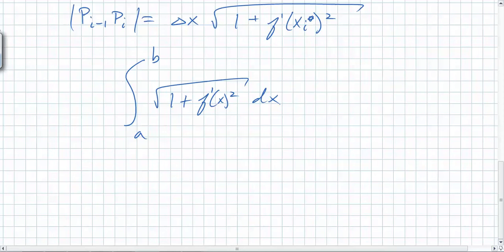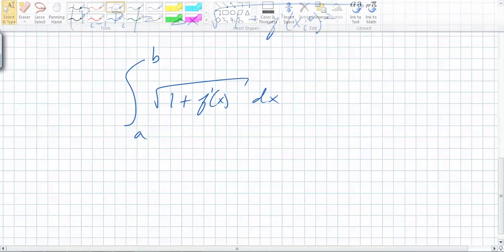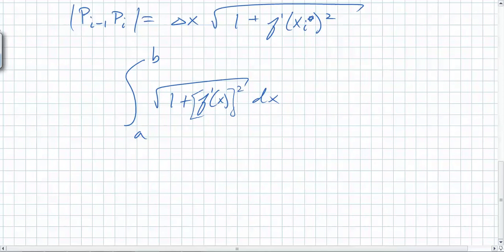What does that represent right there? This represents the distance from x equals a to x equals b of the curve. What's the function? F of x. That's all. Usually you see this. There's one small change. This is in brackets and they square it.